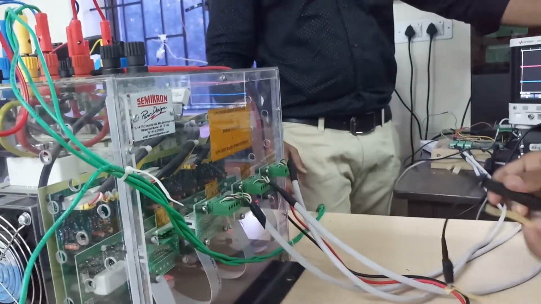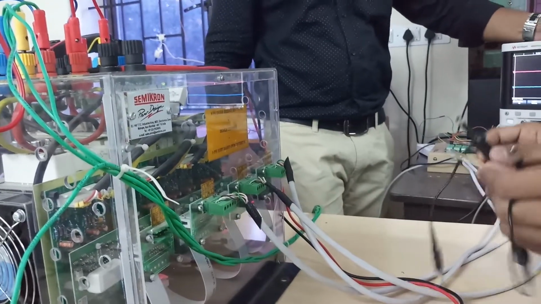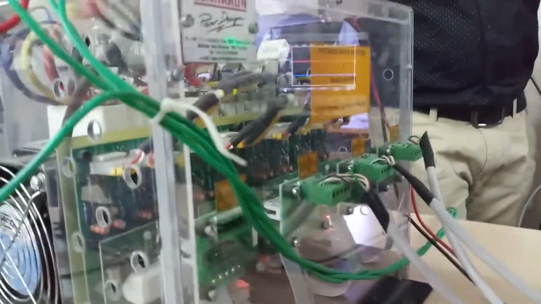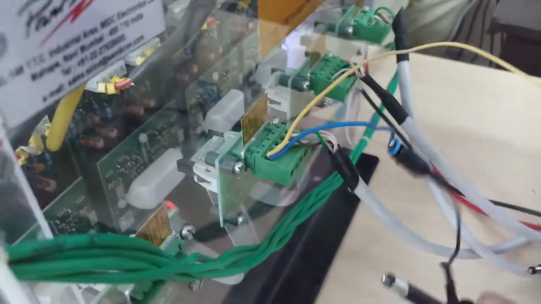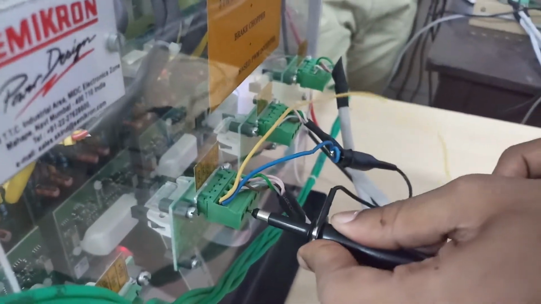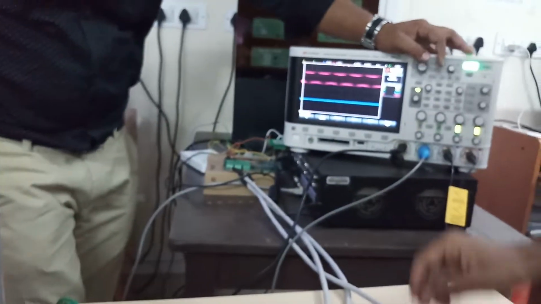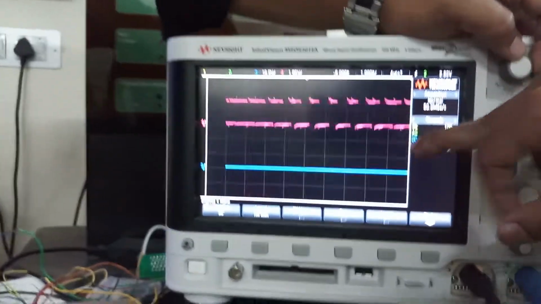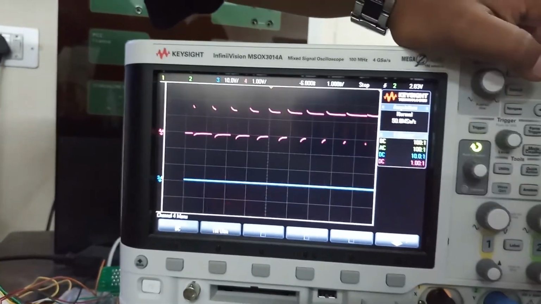We are going to check the input pulses. Input pulses come from RTLab. This is the common ground connection. Next we are checking the first leg switching pulses. V in, this is the upper switch input pulses.